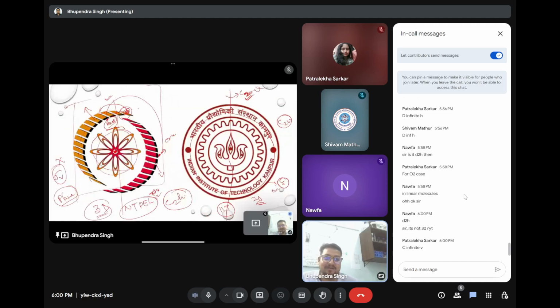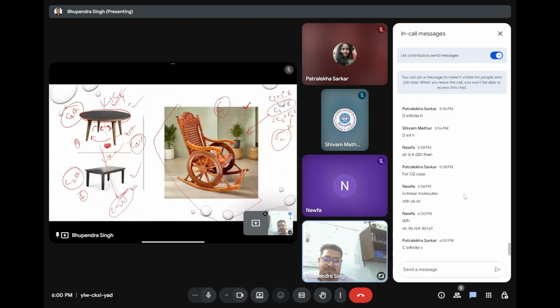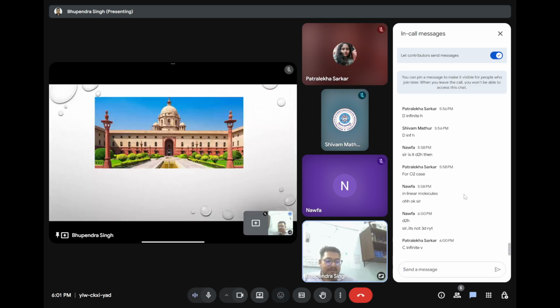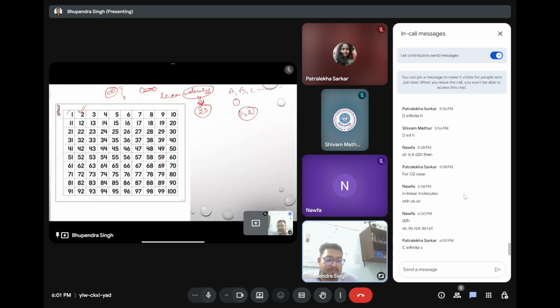Okay, Nafa, I got your point. You are saying it's not 3D, right? Yeah, it's not 3D. That is why I have said that in most cases it should be linear molecules. I mean molecules means 3D. So the molecule should be 3D, or a 3D object or anything. It should be 3D. Then you can find this infinite.